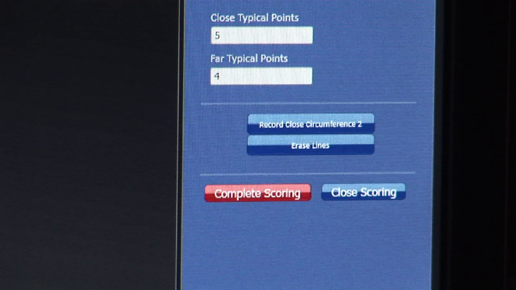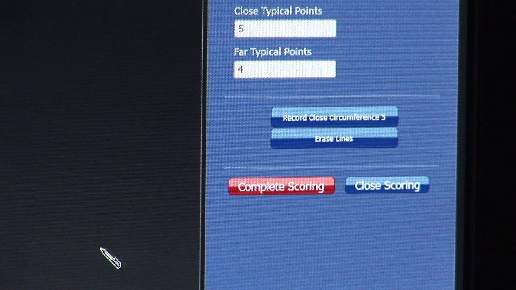For close circumference 2, it will fall between the first typical tine and the second typical tine. This image or line demonstrates the proper way to measure close circumference 2. Close circumference 3 falls between the second and third typical tines. This line demonstrates the proper way to measure close circumference 3. For this deer, close circumference 4 does actually fall between the third and fourth typical tines. This line demonstrates the proper way to measure close circumference 4.